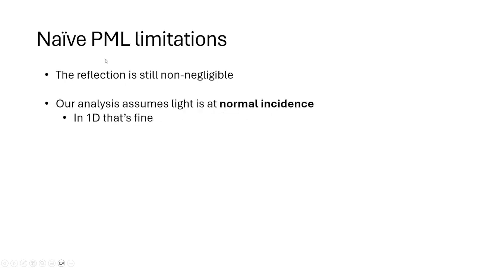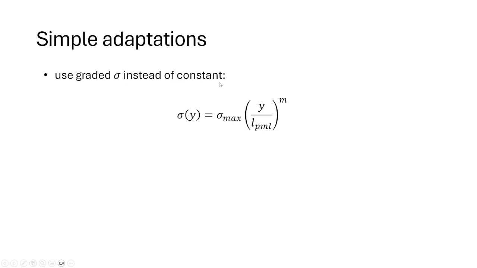So the first thing I'm going to do is take care of this first point here. The reflection is still non-negligible. One way we can take care of that is to use a graded conductivity instead of a constant conductivity. So our graded conductivity looks like this: sigma of y is equal to some maximum sigma, multiplied by y divided by the length of our PML, to the power of some m.